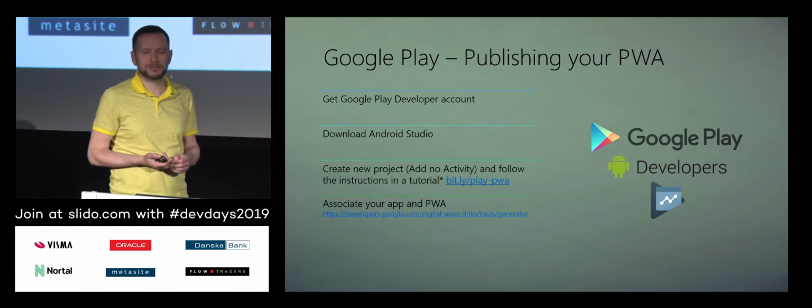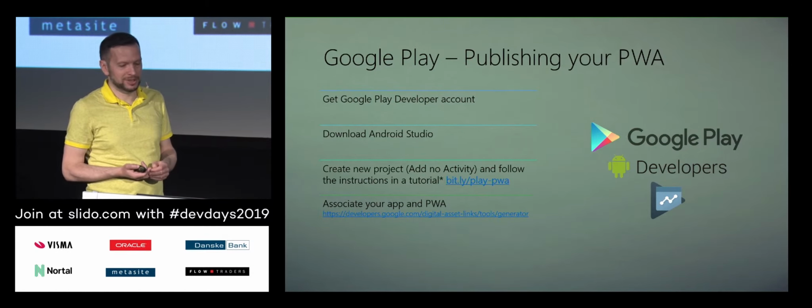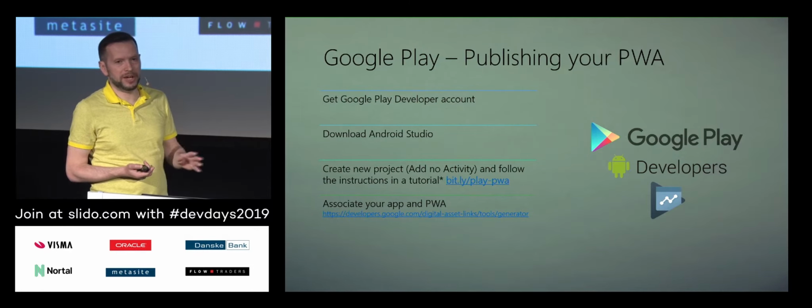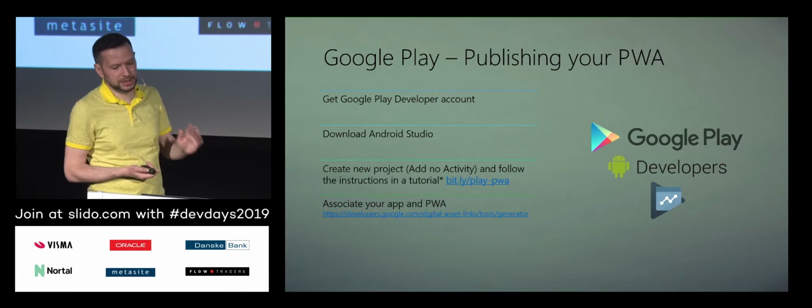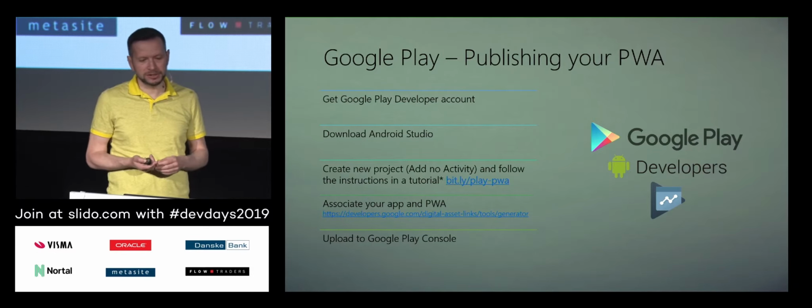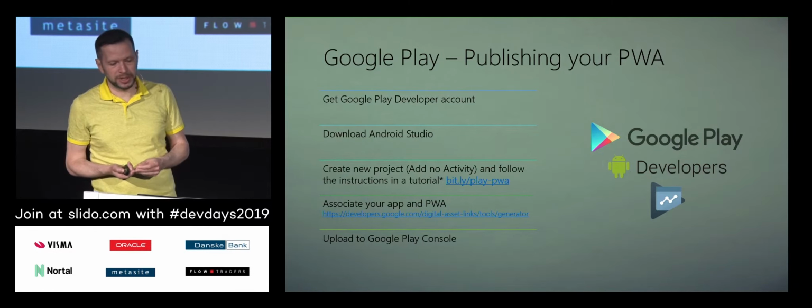But for something smaller, it will easily go through. But on the Google side, they want to verify that the Android app and the web app belong to the same entity. So you have to associate your app on both ends. And then you just upload it to the Play Store.